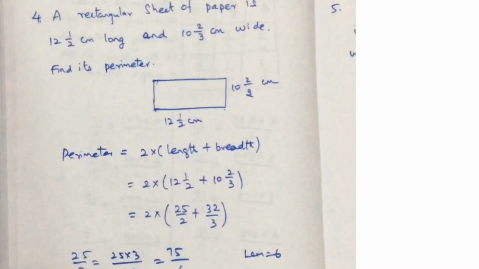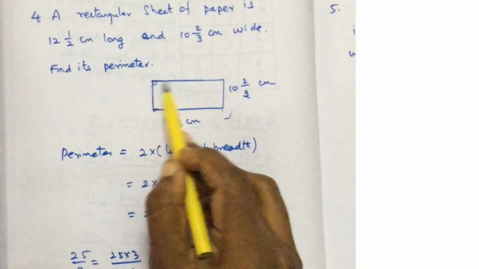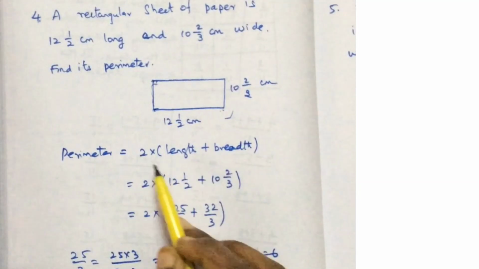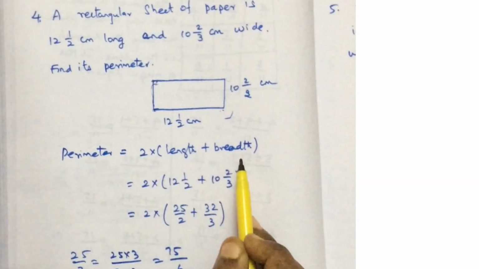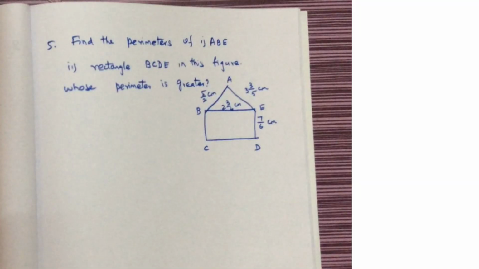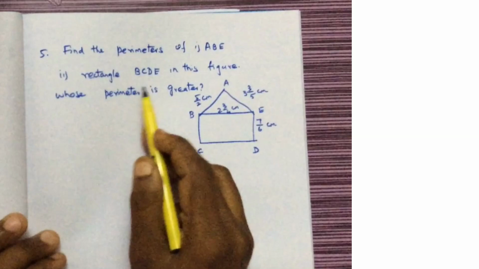What perimeter is: if you add these 4 lengths, this plus this plus this plus this, then that is called perimeter. So this is a formula, 2 multiplied by length plus breadth. Just substitute and you can solve this. Find the perimeters of ABE, and the second is rectangle BCDE.